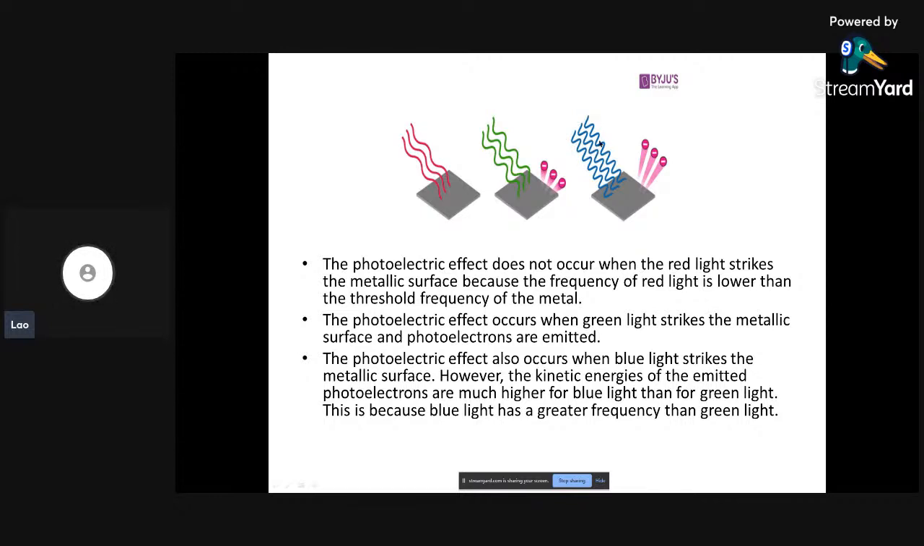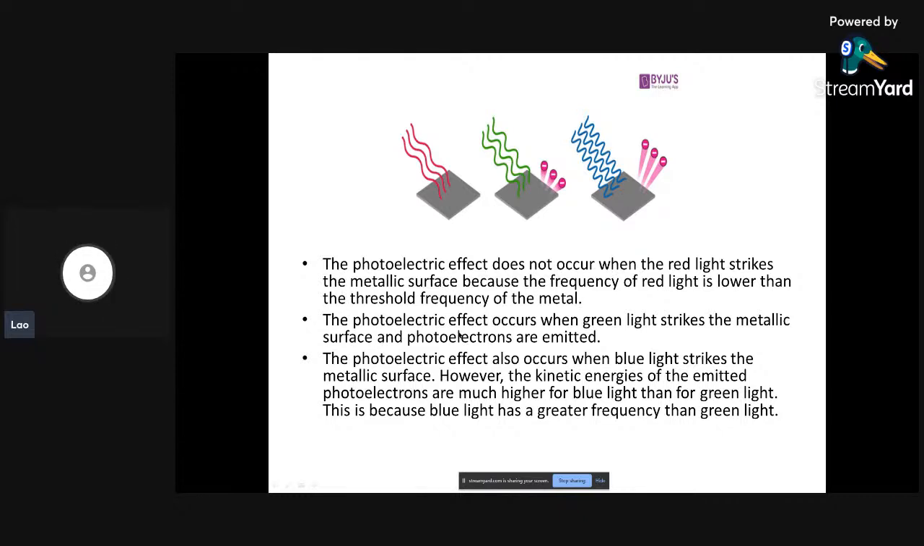So ibig sabihin mas higher yung frequency niya, ibig sabihin mas malaki ang tendency na mas mataas ang electron na kanyang mare-release. So let's read this. The photoelectric effect does not occur when the red light strikes the metallic surface because the frequency of red light is lower than the threshold frequency of the metal. So, kailangan natin tandaan na si red is nasa lower frequency siya. Kaya, nakalagay does not occur. Okay? Hindi doon nagkakaroon ng photoelectric effect.